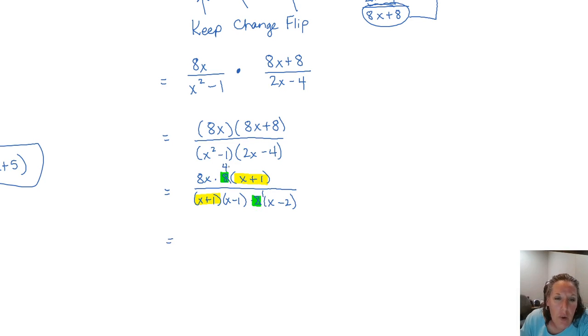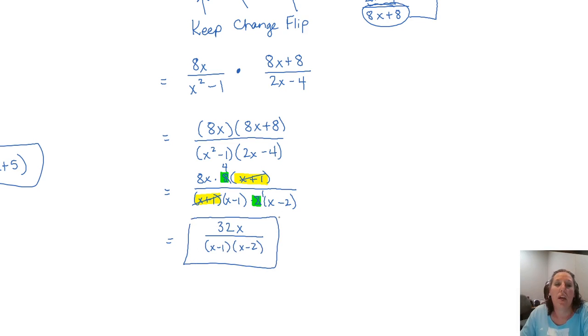All right, let's go ahead and multiply and simplify our numerator just a little bit. Those x plus 1s are going to completely cancel out, and so our numerator is going to be 8x times 4. Well, 8 times 4 is 32, and then we still have that x there. In the denominator, we're left with x minus 1, x minus 2. And that's all of our common factors. We don't have anything else we can factor out as a GCF and divide out, and so we are done.